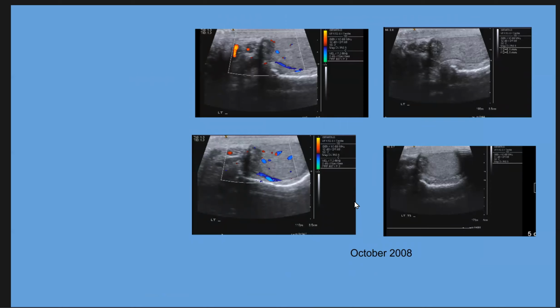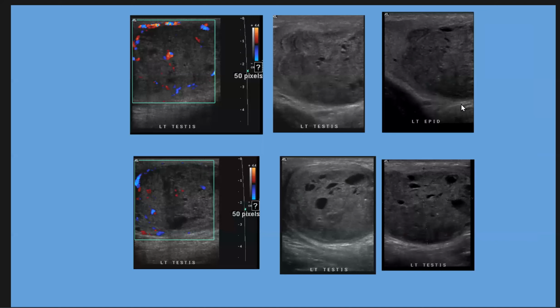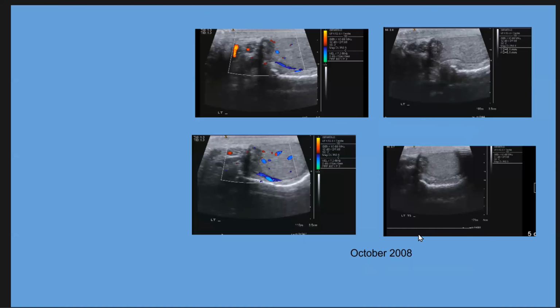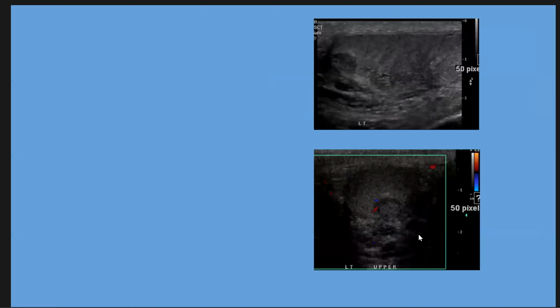Here, another patient who had a previous examination in 2008, and the mass was smaller compared with the mass after 4 or 5 years. Another patient, this patient has a mass lesion here, the same patient.